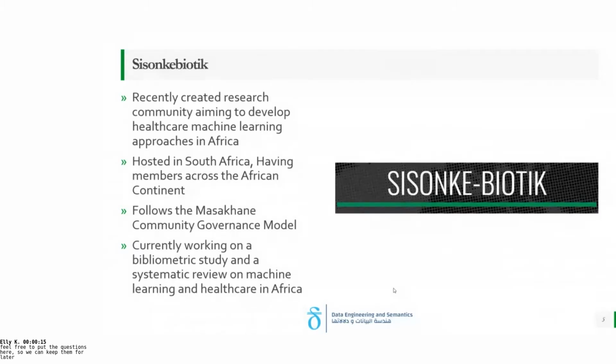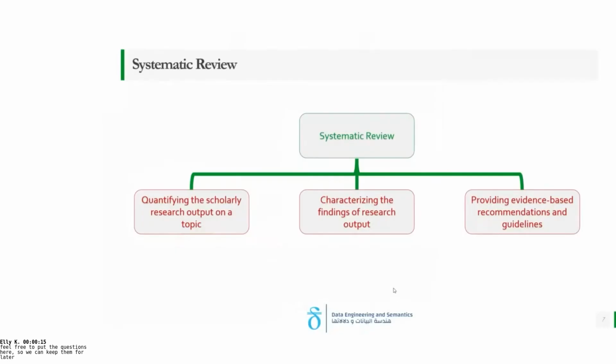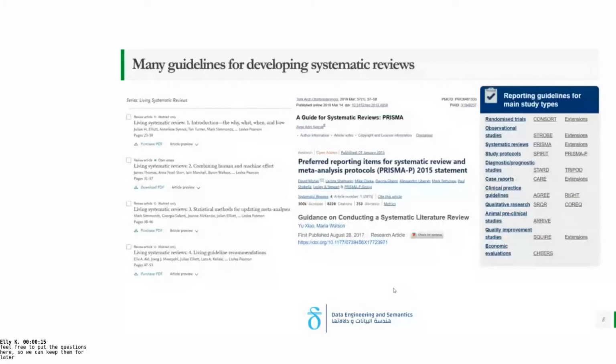So let's begin with a definition of systematic reviews. Okay, a systematic review is simply a paper that quantifies the scholarly research output about a topic. It characterizes the findings of this research output, and it provides evidence-based recommendations and guidance based on these findings. There is a lot of guidance across the web about developing systematic reviews: the one of the LSR community, the Living Systematic Review community, and PRISMA, which is the mostly used guidance for systematic reviews and meta-analyses, but there are many others as well.